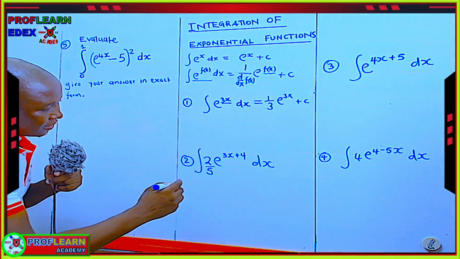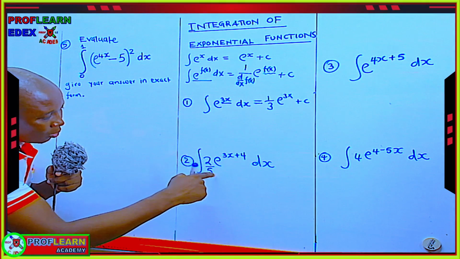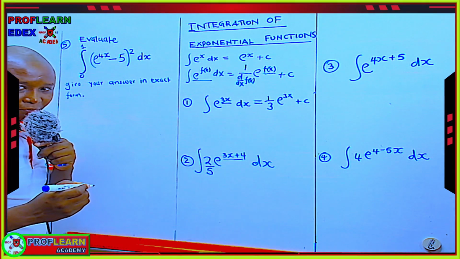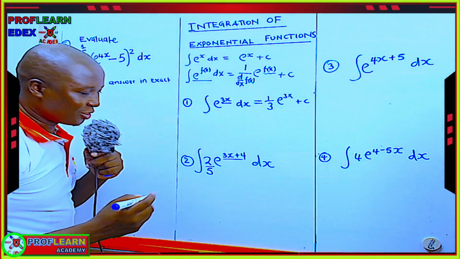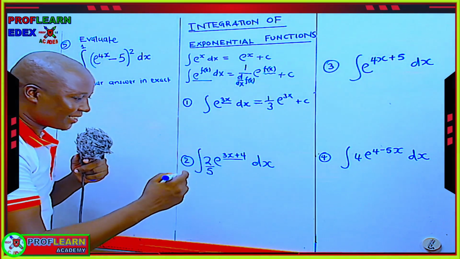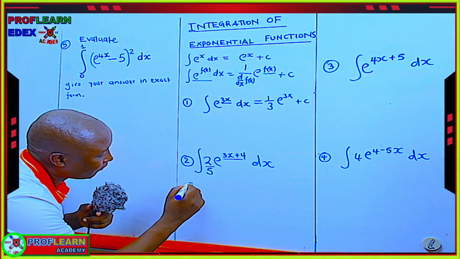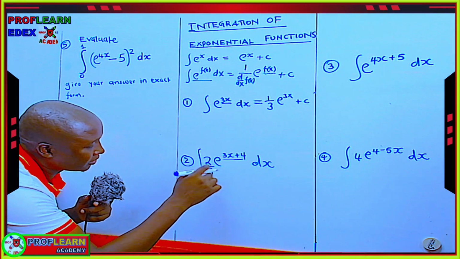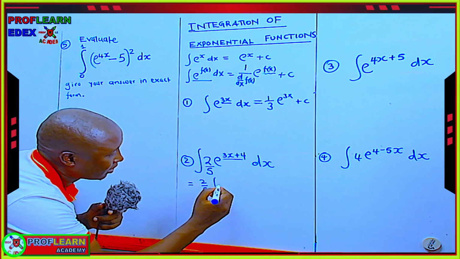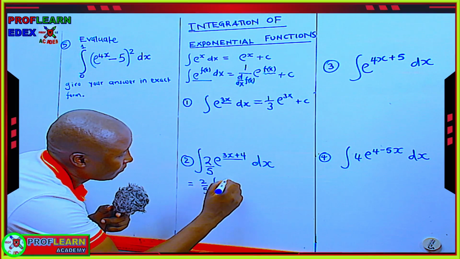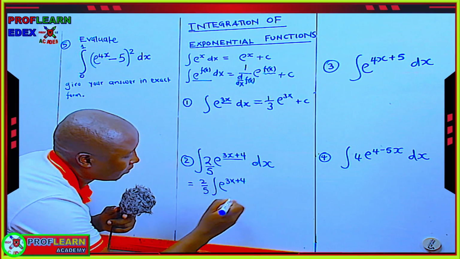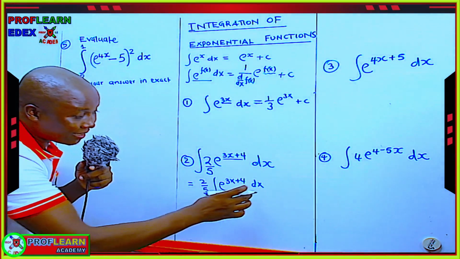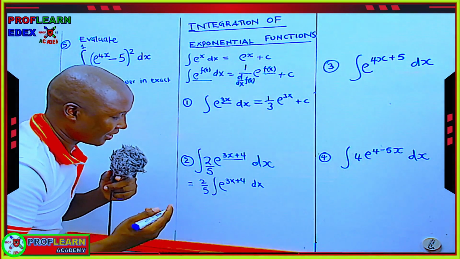This one, we are having 2 over 5. The power is 3x plus 4. So in order to integrate this, we are going to write the function the way it is. Of course, 2 over 5 was a constant. We can take it out and we remain with e to the 3x plus 4, and then we are integrating with respect to x.